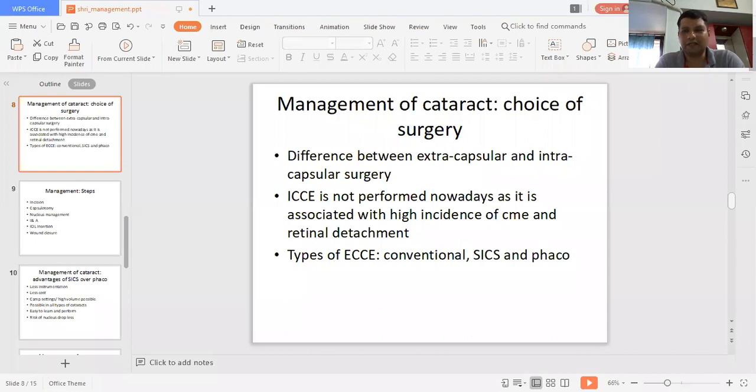So now we have decided to operate the patient. Naturally there are different types of cataract surgery. What cataract surgery will you choose for what type of patient? That will be the question in your mind. First thing that I want to tell you is that in olden days we used to do intracapsular surgeries, and nowadays we do extracapsular surgery.